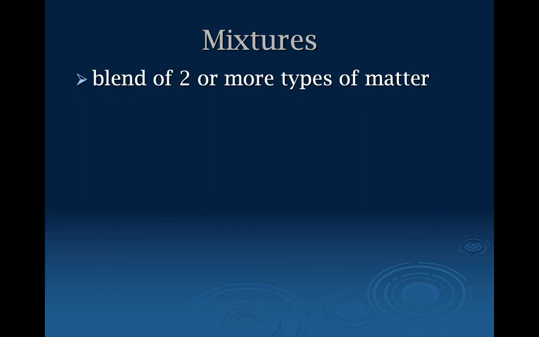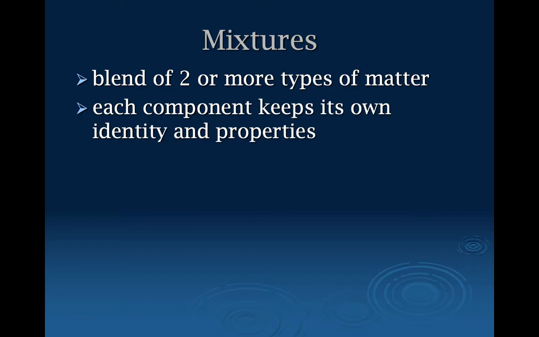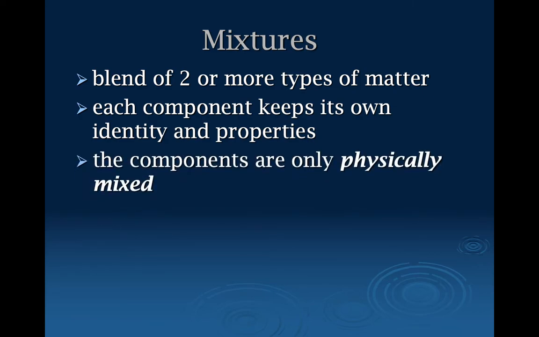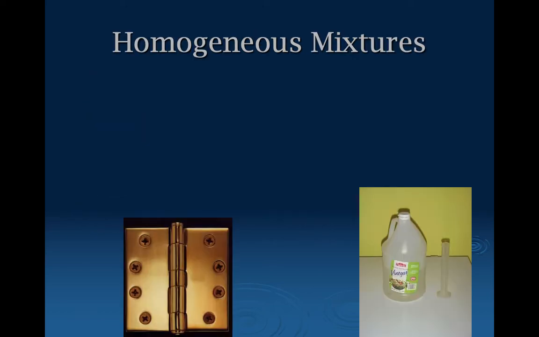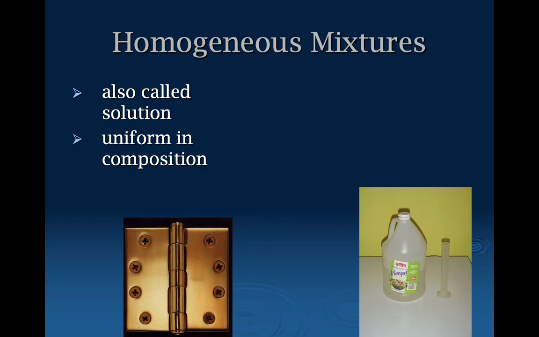A mixture is a blend of two or more types of matter, where each component keeps its own identity and properties. The components are physically mixed, and they can be separated using physical means. So, homogeneous or homogeneous. You can pronounce it either way. If it's in solution or mixed with water, we will call it a solution. It looks like it's uniform. It looks like a pure substance, but it's not. There's no visible parts. It is truly a mixture.